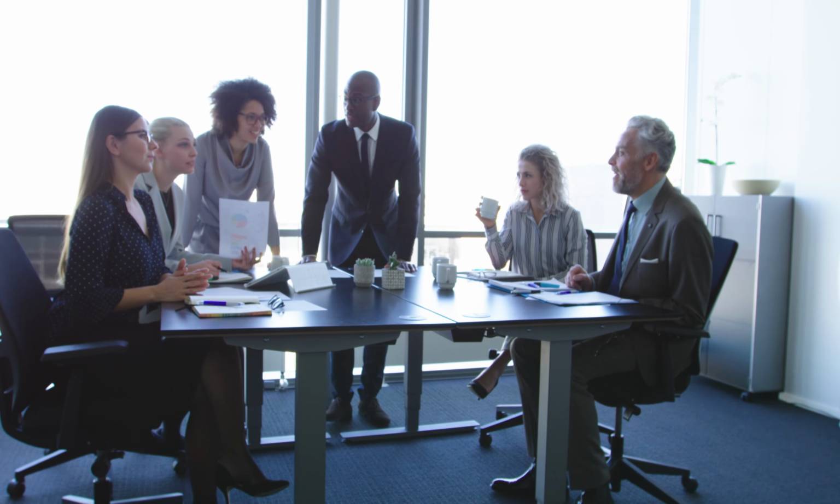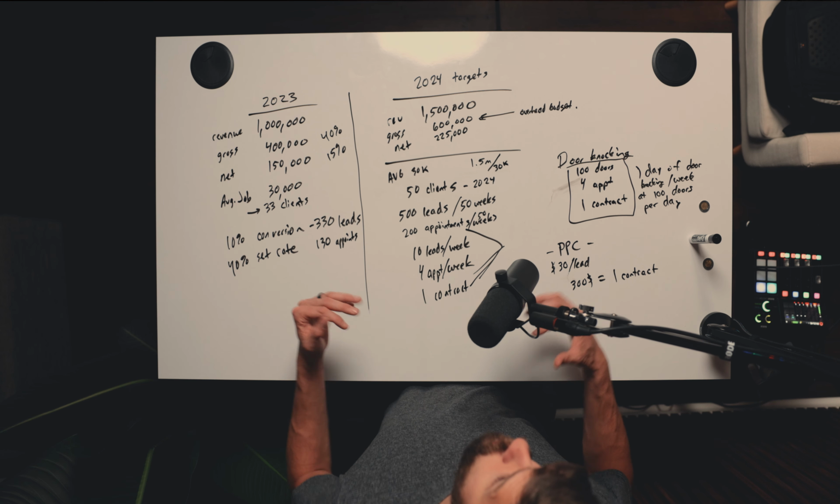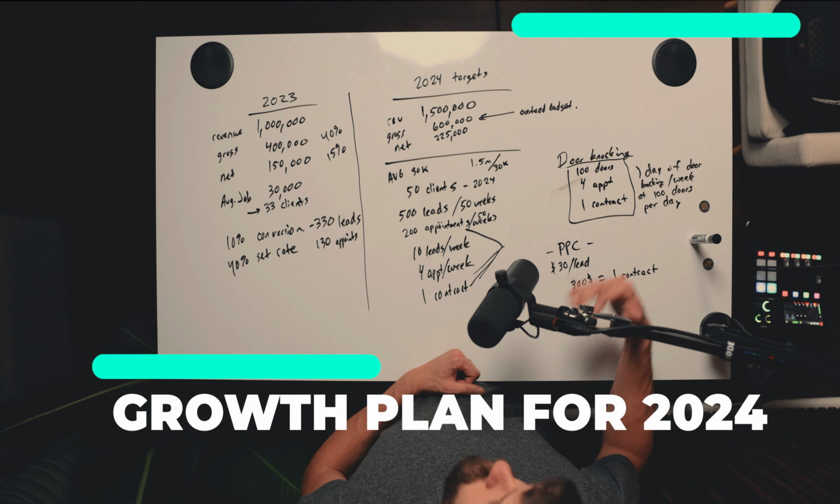In this video, I taught you how to take current year sales data, create a projection for next year, and then backtrack that into weekly activities for your sales and marketing team. This is going to be the best way for you to figure out a growth plan for 2024 based on the data from 2023.